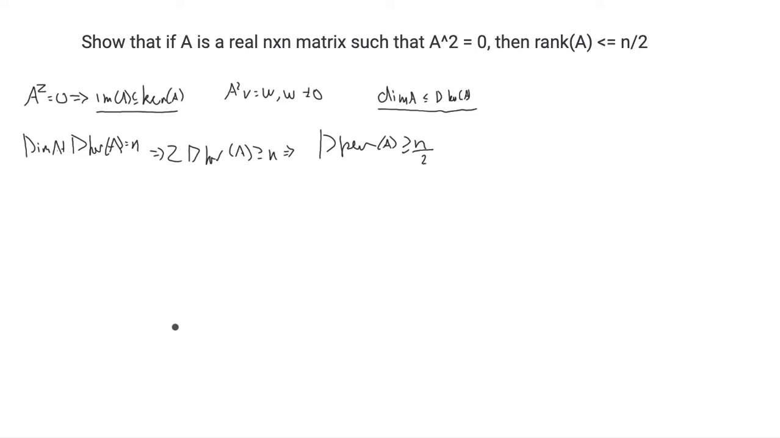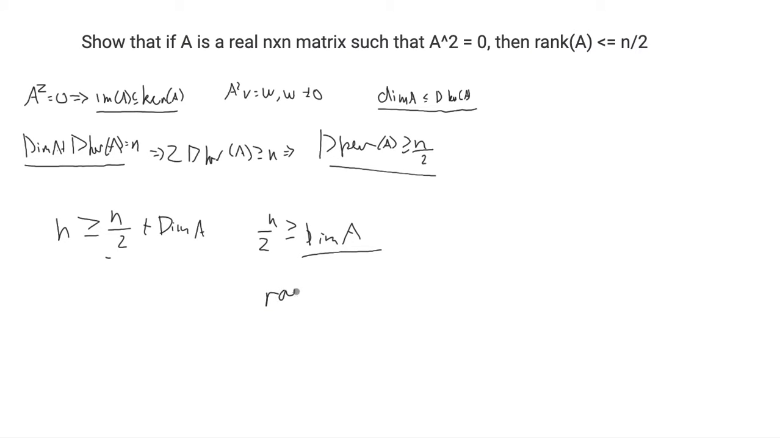And I can plug this back into the rank nullity theorem, and we get that the term on the left-hand side is going to be bigger than or equal to what happens if we substitute this in. So in particular, we get n is greater than or equal to n over 2 plus the dimension of the image of A, and then we simply subtract n over 2, and we get n over 2 is greater than or equal to the dimension of the image of A. And then finally we recall that this is just the rank of A. So we get that the rank of A is less than or equal to n over 2. And we're done. Thank you for watching.